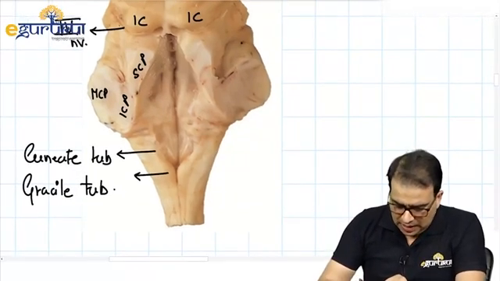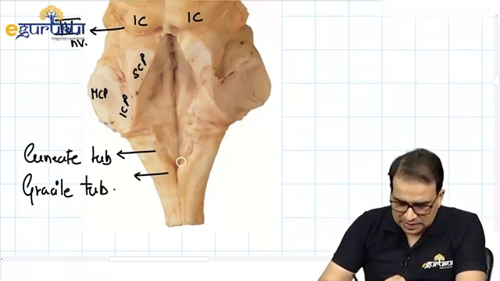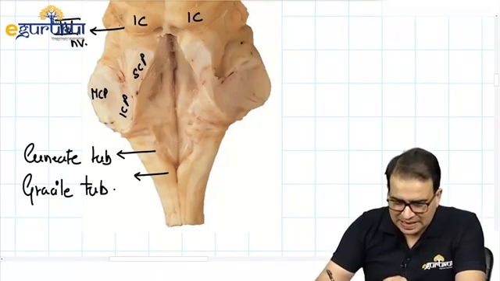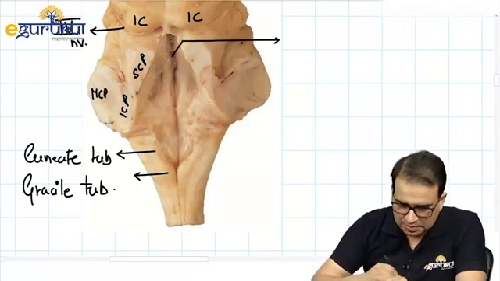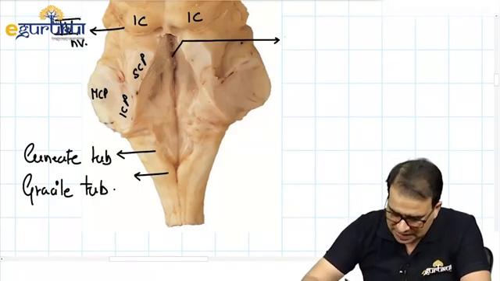Okay. In the floor of the fourth ventricle, look at this sulcus present in the midline, guys. This sulcus here is called the median sulcus. This is the midline sulcus, and that sulcus is called the median sulcus.